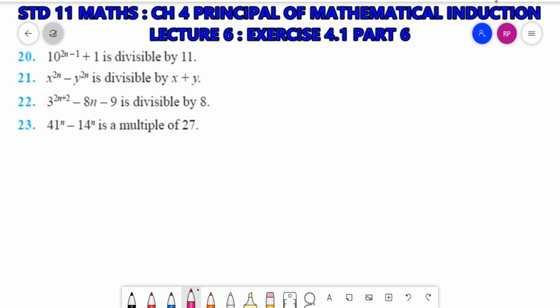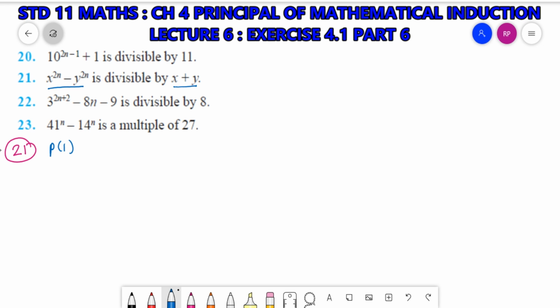Now let's see the next, that is question number 21. Question number 21, you have to prove that x raised to 2n minus y raised to 2n is divisible by x plus y. Okay, so first P of 1.